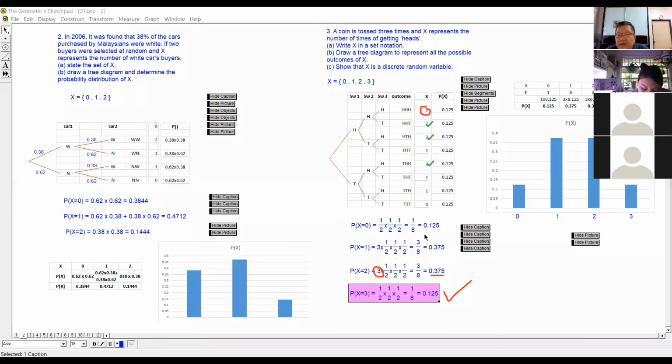So if I summarize all these inside a table like this: x equals to 0, x equals to 1, x equals to 2, x equals to 3. The frequency, how many of them? 1, 3, 3, 1. So I multiply them together, and I find the total probability at the bottom there. If you want to draw the graph, then the graph will be like this. X equals to 0 is 0.125, X equals to 1 is 0.375, X equals to 2 is 0.375, X equals to 3 is 0.125. Any questions so far?